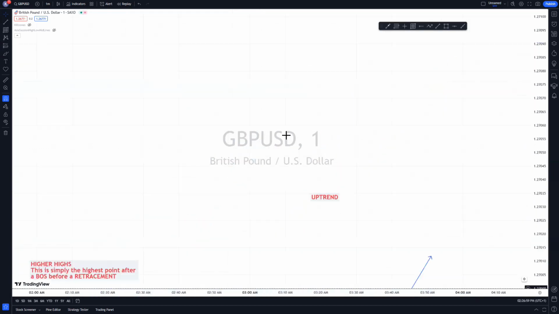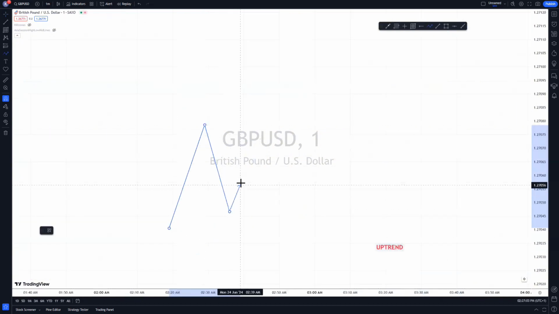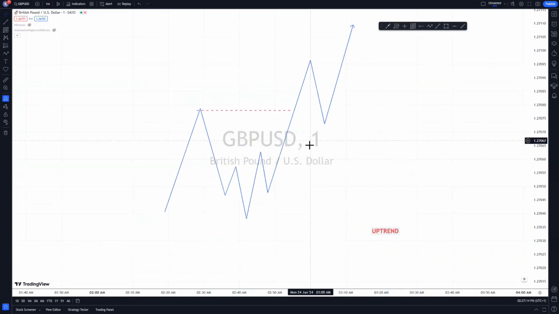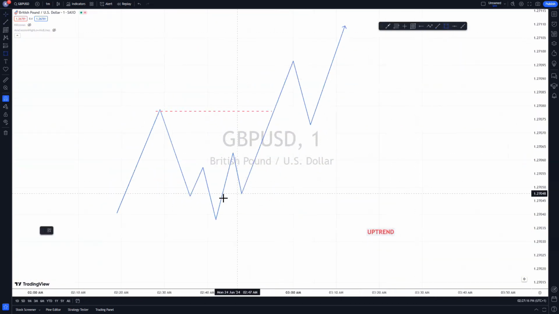Now, in a more realistic example, we're going to have something like this. We have the break of structure right here. Now, where is going to be our higher low? Our higher low, of course, will have to be this point because this is the lowest point. This is not our higher low simply because this low is lower than this one.